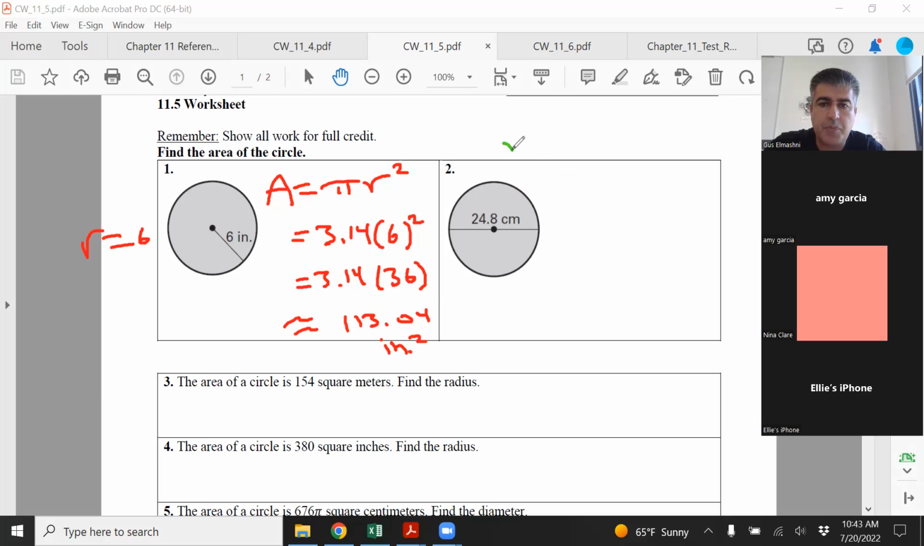Now here, r is 12.4. It's half of the diameter, right? That's the diameter. So 12.4. Area is pi r squared, 12.4 squared, 153.76.